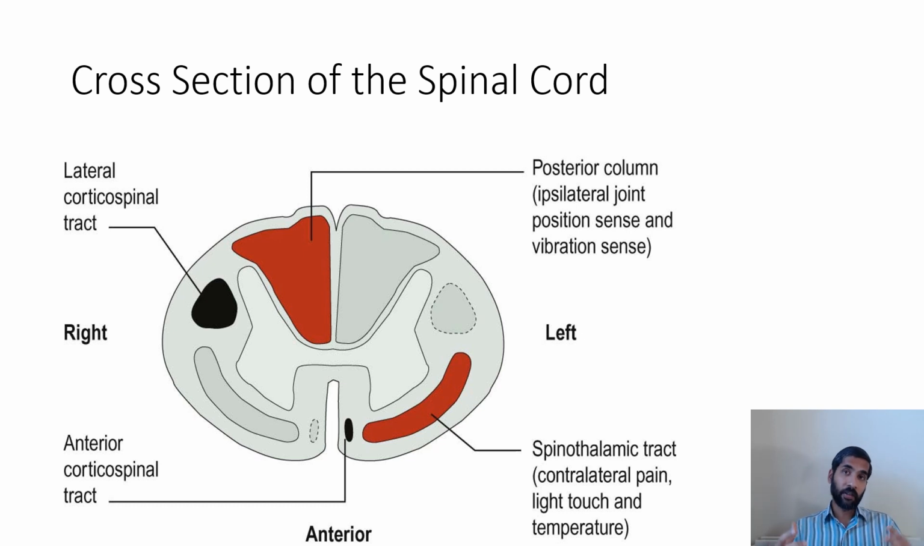Now, if you look at the spinal cord, the red parts in the spinal cord are the parts where you have the sensory neurons ascending into the brain, while these black portions, the lateral corticospinal tract and the anterior corticospinal tracts, are the tracts where you have the motor neurons descending from the brain down, right? So there is a clear division in the spinal cord where you have sensory neurons and where you have motor neurons, right?